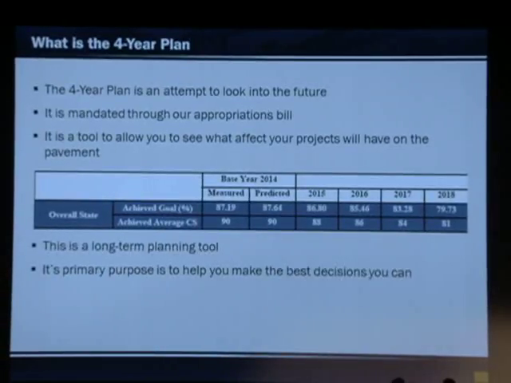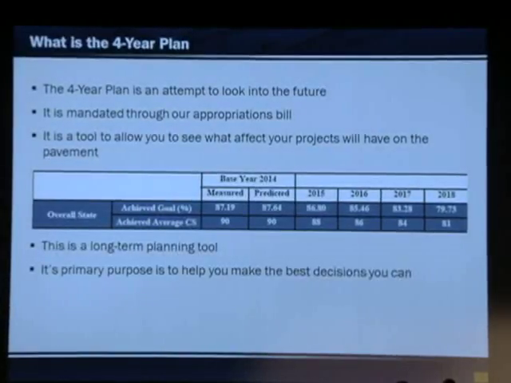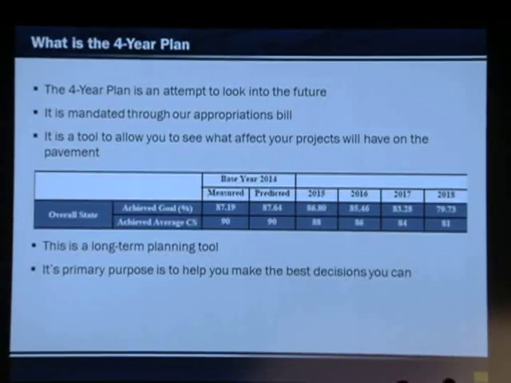The 4-year plan is a tool that allows us to see what effect the projects that you have scheduled for your districts and for your areas will have on the pavement performance. This is a tool that is designed to be a long-term planning tool, and its purpose is really just to help you make the best decisions you can for your district.